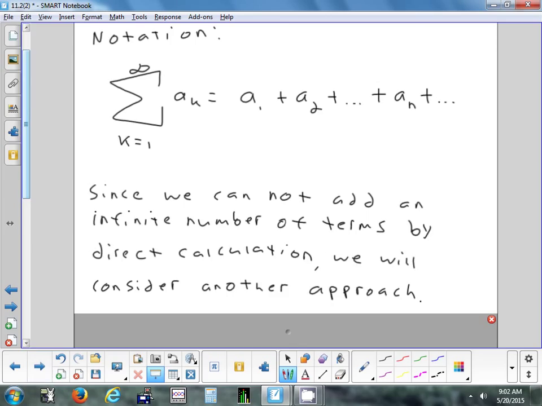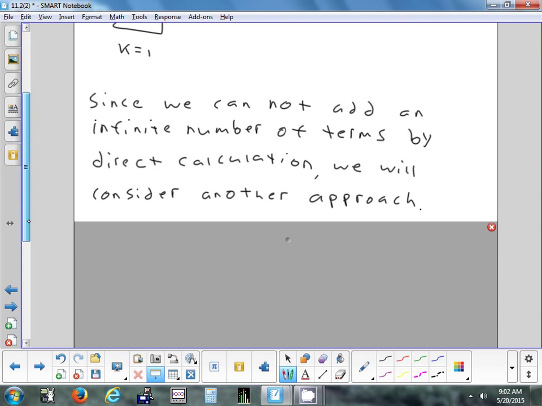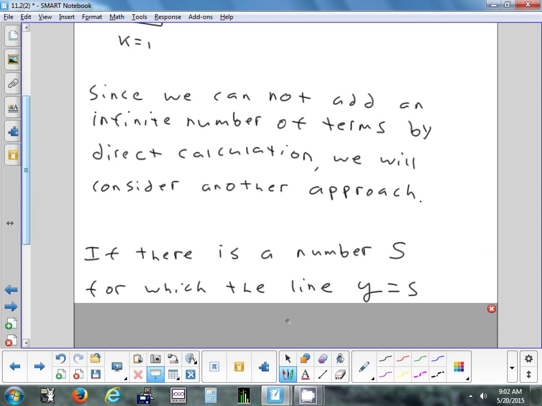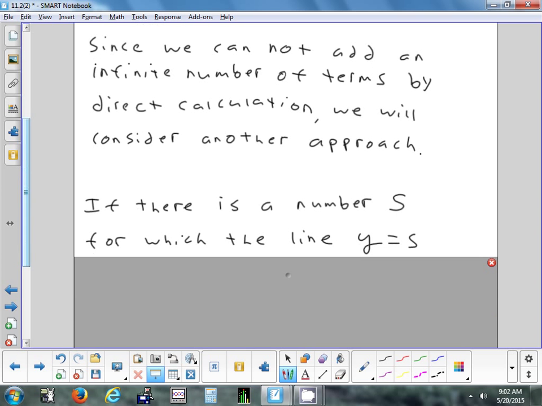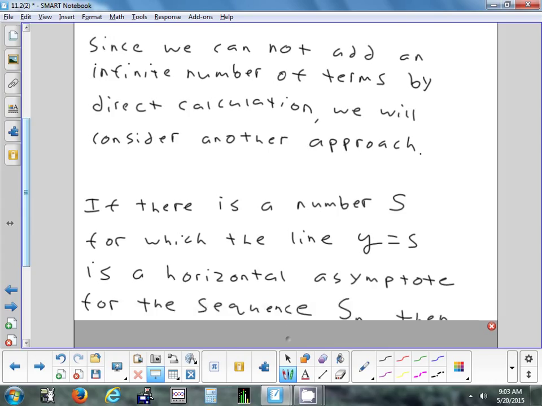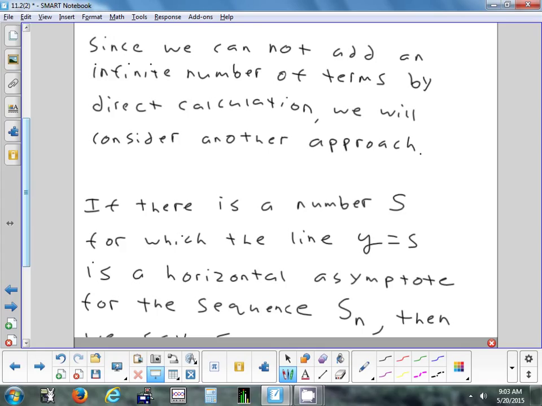I already mentioned this idea. You can't really add up an infinite number of terms directly. It's not possible. So we're going to have to look at a way around that, like an asymptote idea. If you try to add up an infinite number of terms, and there's a number s such that when you graph the line y equals s, this line is a horizontal asymptote for your sequence of partial sums. So we're going to look at a sequence of partial sums.